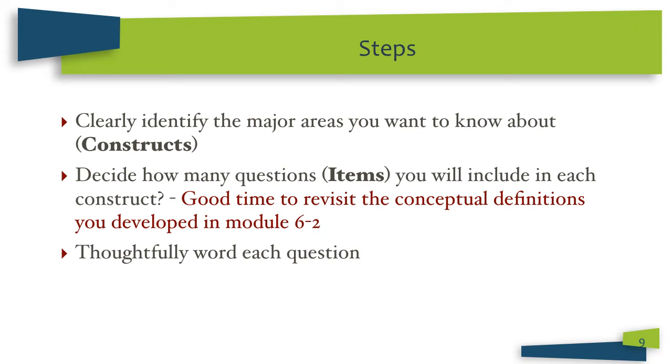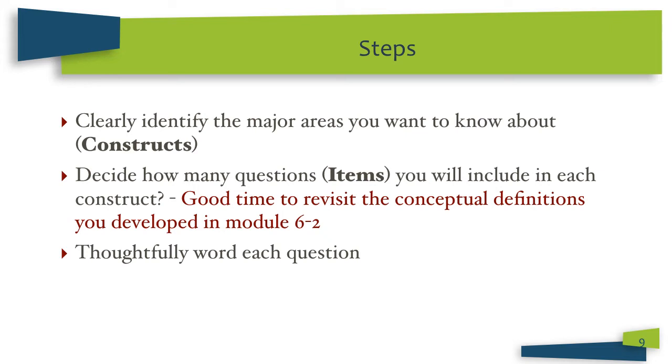Now this builds on what we've done already in module 4 so far. Actually, we've completed module 4, so whatever we've done in module 4, this builds on it. The first step is clearly identify the major areas you want to know about or you want to research. In terms of research and research methods, we call these areas constructs.